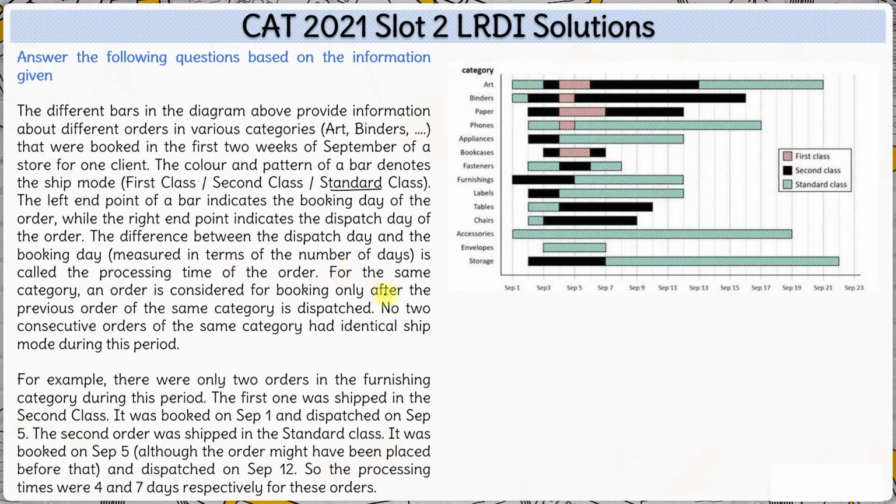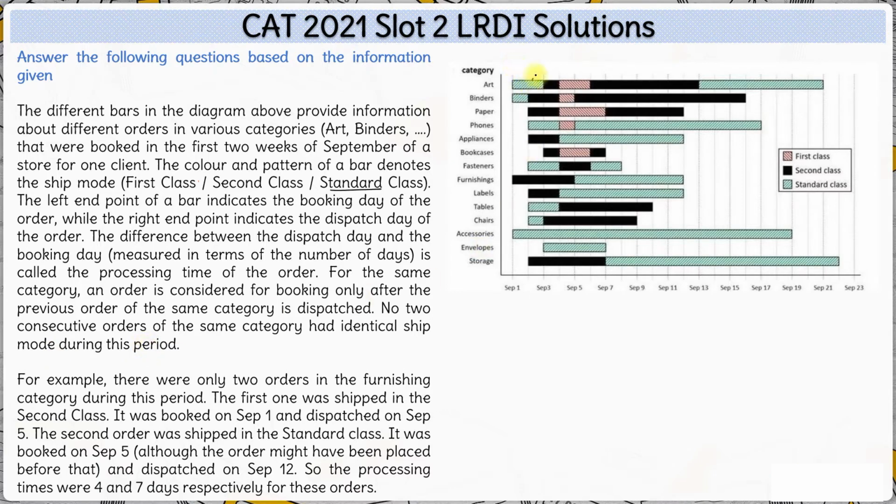Finally, next, for the same category, an order is considered for booking only after the previous order of the same category is dispatched. So if let's say this is the art category, the next order can only be taken once the previous order has been dispatched, which you can clearly see over here. Next order date is only after the dispatch of the previous order, right?